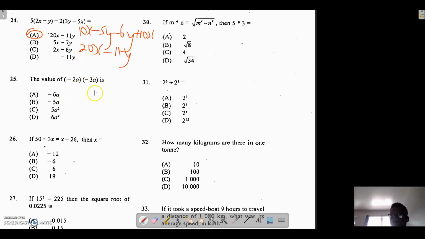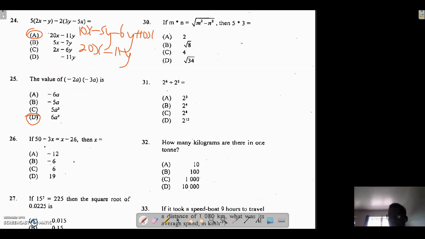Question 25. Multiplying. So we have negative 2a times negative 3a. Now, negative 2 times negative 3 is positive 6, which means that you don't even have to multiply the a, but a times a is a squared, which makes it option D.